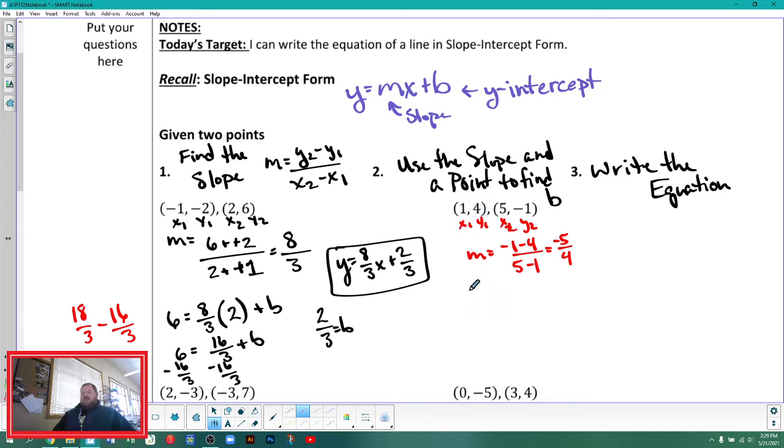I'm going to pick the first point because the coordinates are a little bit better, or they're both positive at least. 4 equals the slope times x plus b. Negative 5/4 times 1 is still negative 5/4. Okay, I'm going to forget that negative if I don't rewrite it. Now I'll add 5/4.